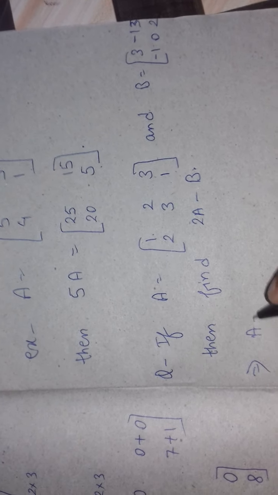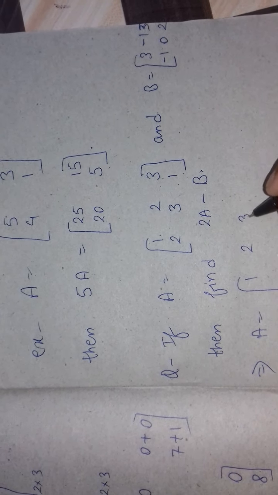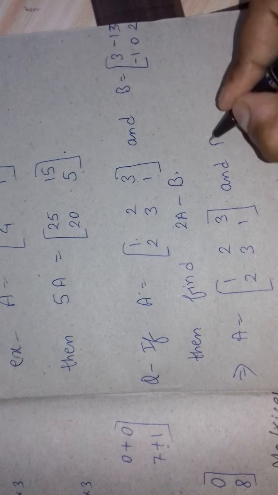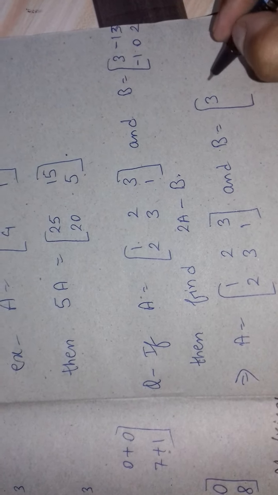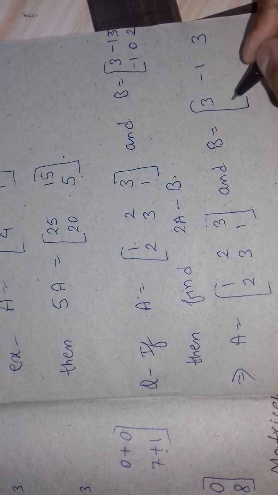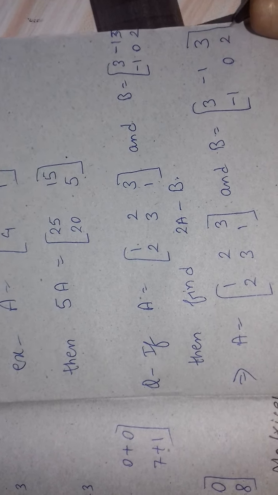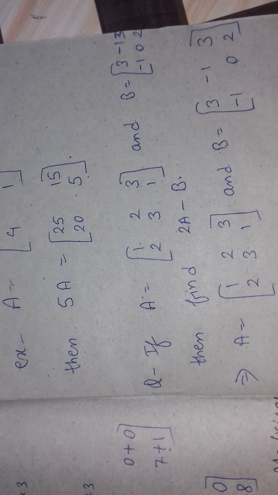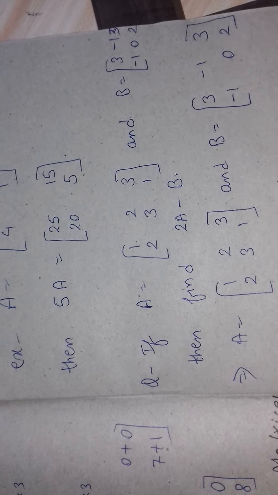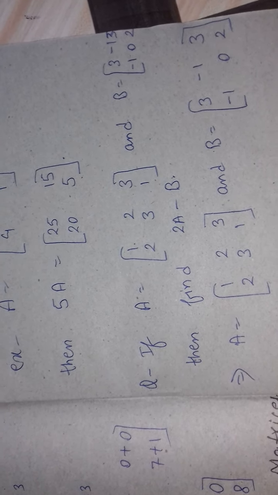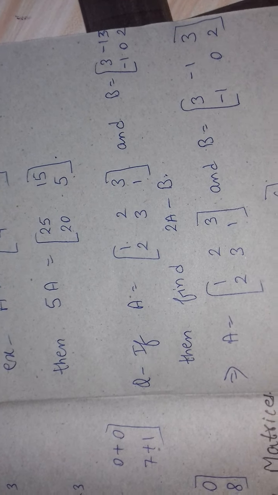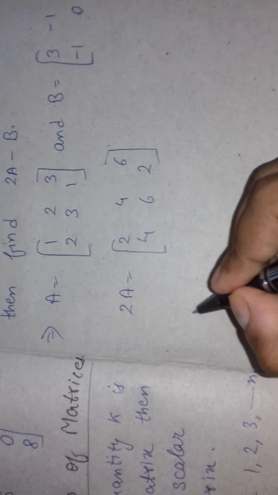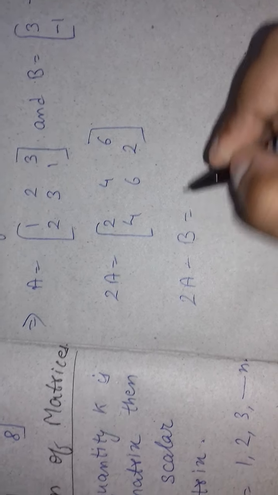So first our A is 1, 2, 3, 2, 3, 1 and matrix B is 3, minus 1, 3, minus 1, 0, 2. So first we will find our 2A, that is scalar multiplication. So 2A will be 2, 4, 6, 4, 6 and 2. Now this is your 2A. We have to find out 2A minus B.